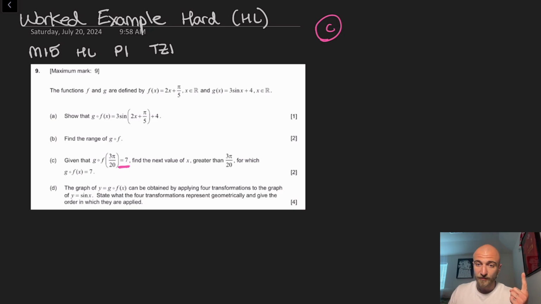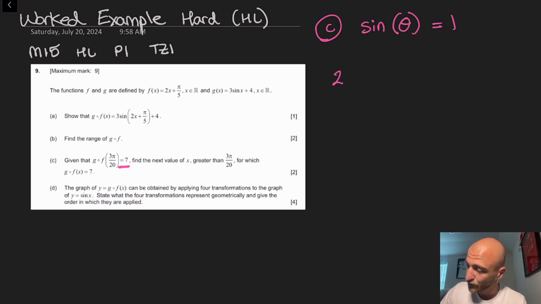The range for this function is 1 to 7. 7 is the absolute highest value this function can take on. And we know that's only going to happen when the sine of whatever angle or whatever variable is being evaluated is equal to 1. That's going to be really important for us. So let's look at this equation. We know that when we're evaluating that composite function at 30 pi over 20, that's giving us 7.